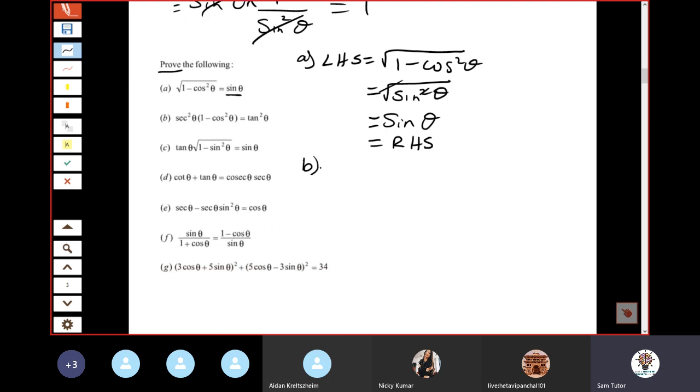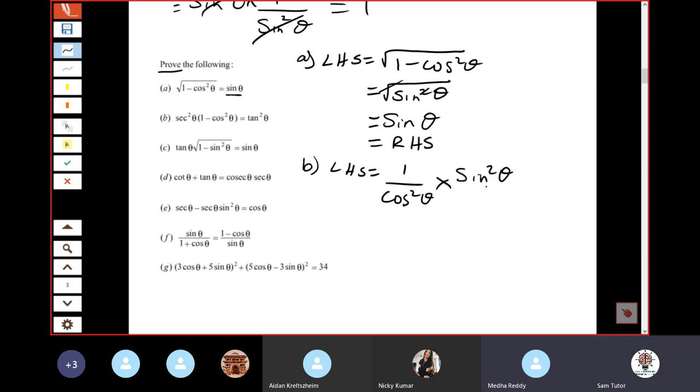Okay, B. Meta, let's do B together. Sec squared, the left-hand side equals, all right, sec squared theta. What are you going to change sec squared theta to? 1 on cos squared theta. Good job. Cos squared theta times, and then what does 1 minus cos squared theta become? Sine squared theta.